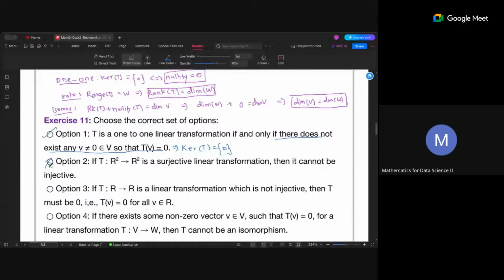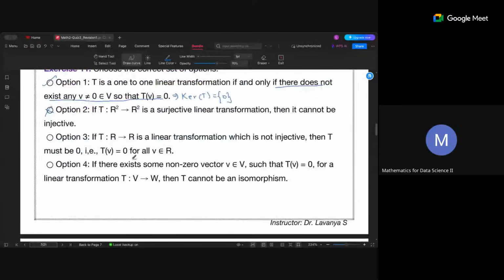What about option 3? If T from R to R is a linear transformation which is not injective, then T must be 0. What do you say? No, ma'am, wrong. Not true. Okay, so first of all, T from R to R is a linear transformation which is not injective. If it is not injective, what do you know? You know that kernel of T is not 0. So you have some non-zero vector, V not equal to 0, V belongs to kernel T. So now you have TV equal to 0 for some V non-zero.